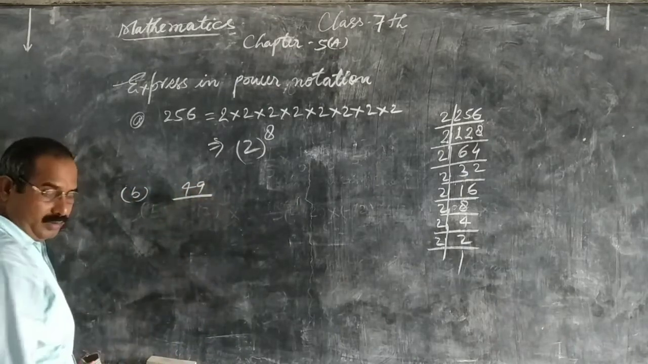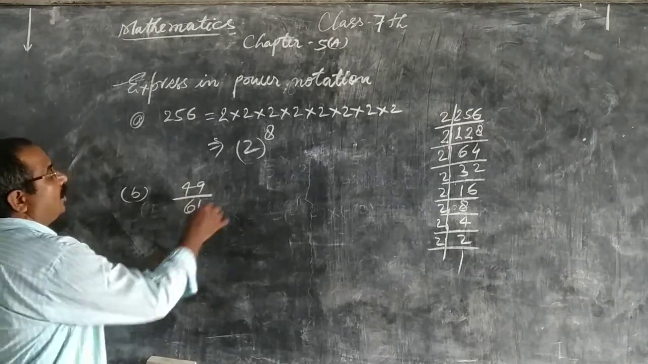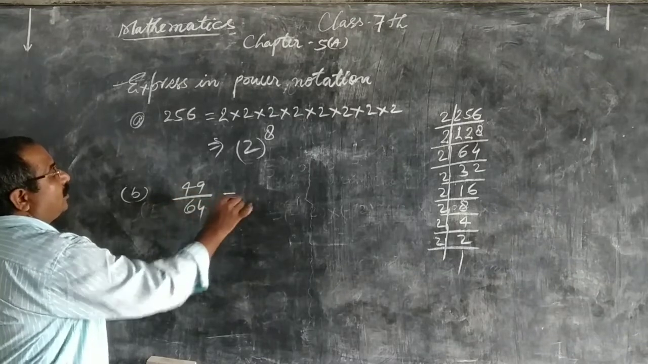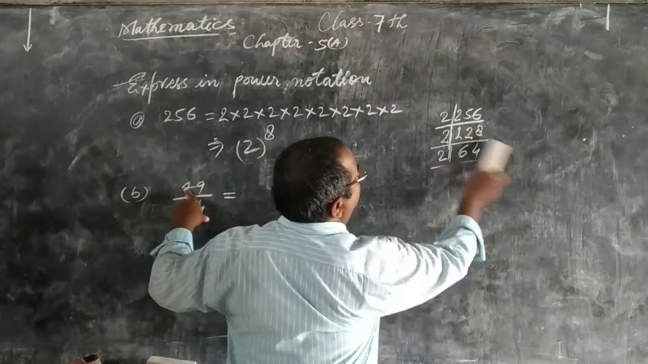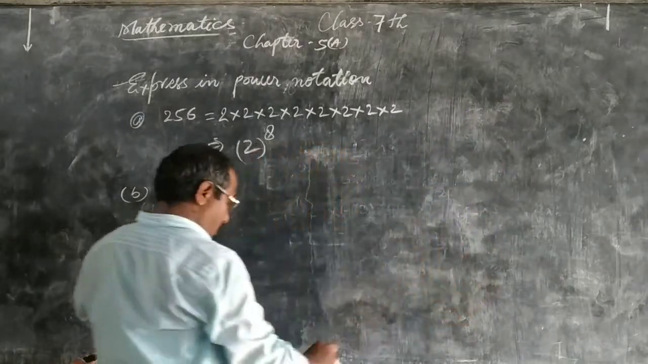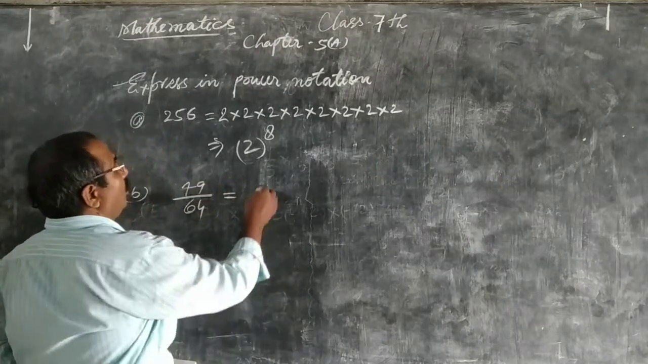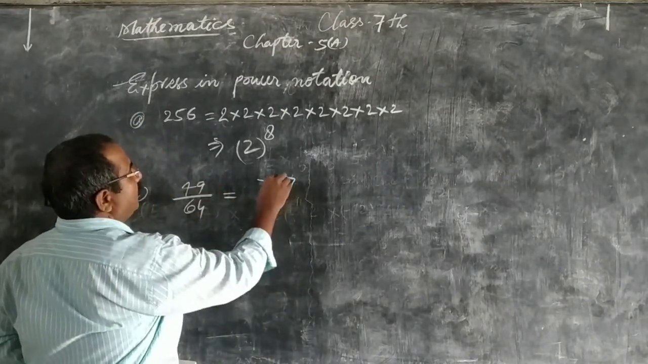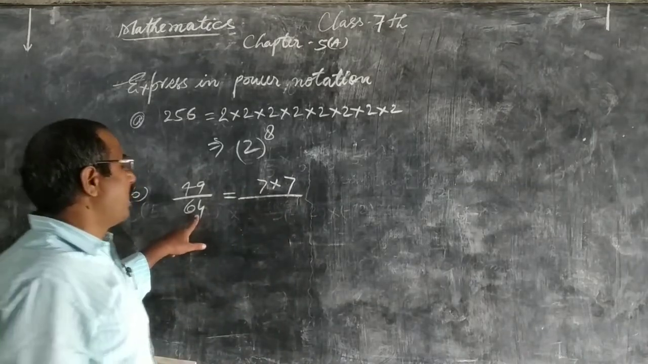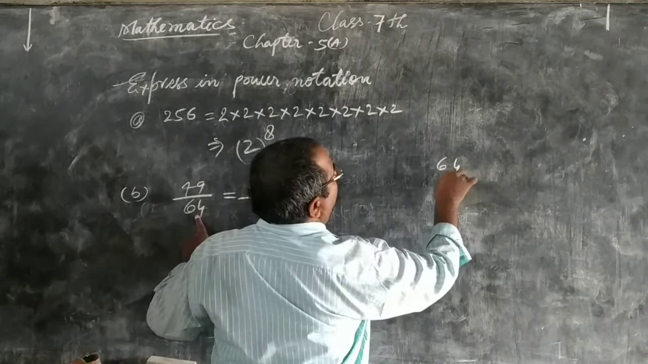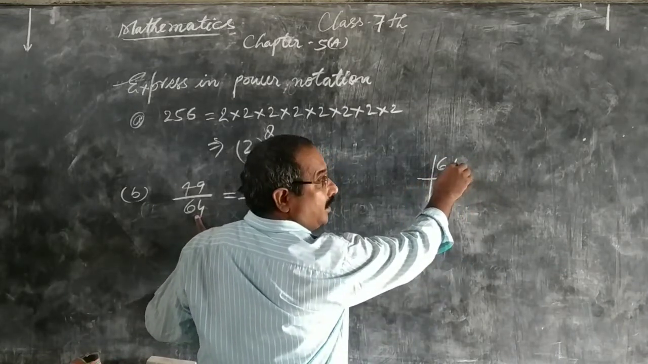49 upon 64. So you can write it. You will also find the prime factor of 49. As you know, 49 is such a number which can only be divided by 7. So you can write 7 into 7, 2 times. And 64 will be divided by 2 because it has 4 at the unit place and that is even.